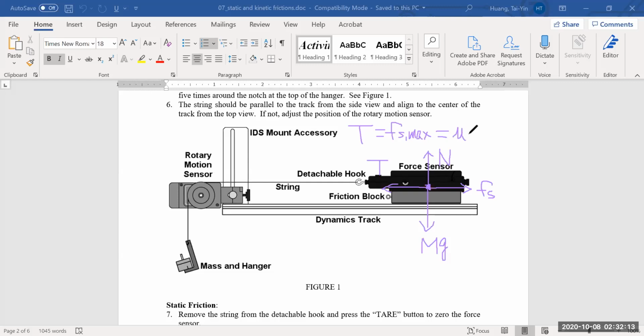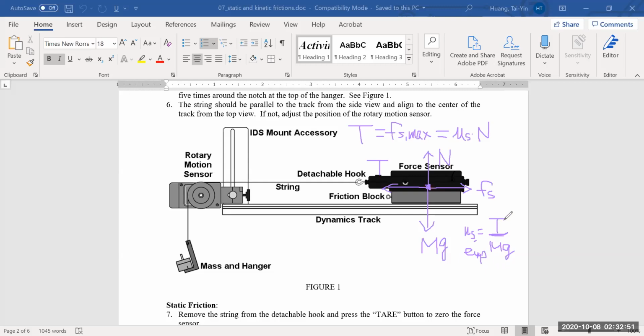Okay, and the maximum static friction, if you remember, can be calculated using this equation: mu s, the coefficient of static friction, times the normal force. So from here, we can see that your mu s can be calculated by T over N, and your N is equal to capital Mg. So this expression we're going to treat as an experimental value of the coefficient of static friction.